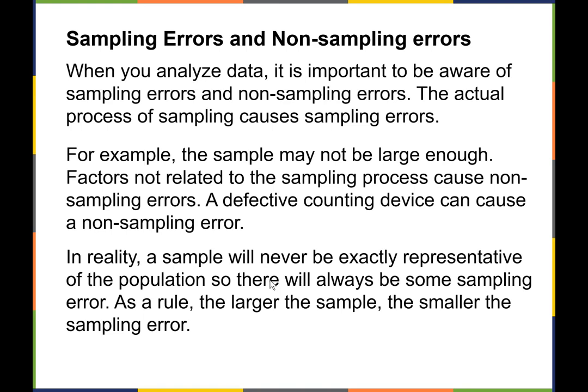All right, so let's talk about sampling errors and non-sampling errors. We need to be aware that when you do a sampling process, there are actual problems in the process that can cause sampling errors. In reality, a sample is never going to be perfect. It's never going to be an exact representation of the population because there's always going to be some influence in it. But as a rule, the larger the sample you pick, the smaller the sampling error is going to be.